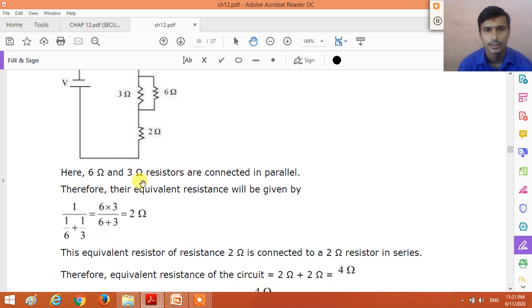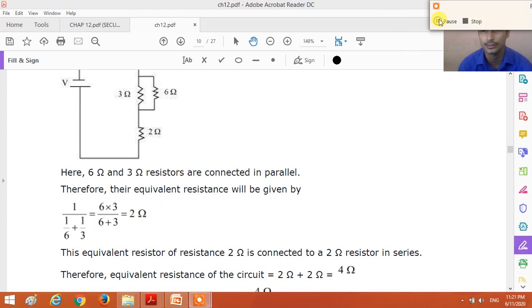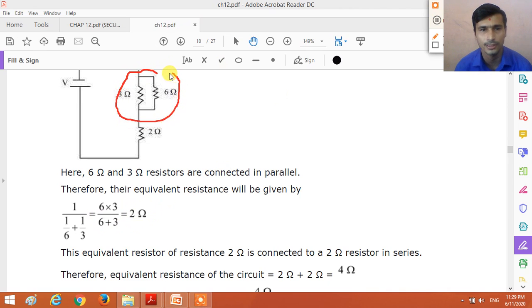So here, dear students, the 6 ohm and 3 ohm resistors are connected in parallel. Therefore, the equivalent resistance will be given by 1 divided by (1 by 6 plus 1 by 3). We get 6 into 3 divided by 6 plus 3. We get 2 ohm. So you obtain the equivalent resistance of this parallel combination as 2 ohm, right? When the 3 ohm and 6 ohm resistors are connected in parallel, we get an equivalent resistance of 2 ohm.